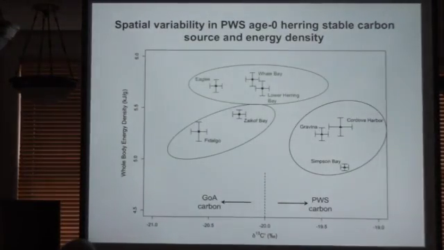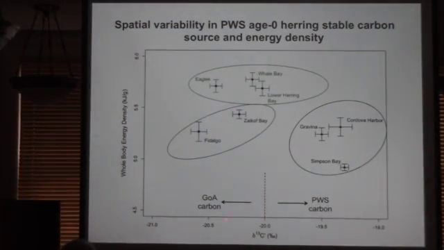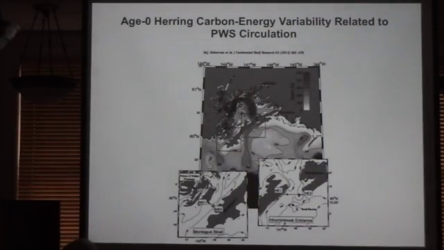So basically, these are the data here, where we again have carbon variation here on the X with Gulf of Alaska carbon on the left and Prince William Sound carbon on the right. Energy density on the y-axis, and you can see those west side bays sort of segregate out here as high carbon and high energy density and more depleted carbon, whereas the east side tends to be lower energy density and more Prince William Sound carbon. So what's neat about this is that we think this variation in carbon and energy is really being driven by the circulation in Prince William Sound.